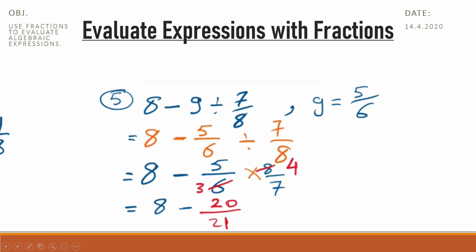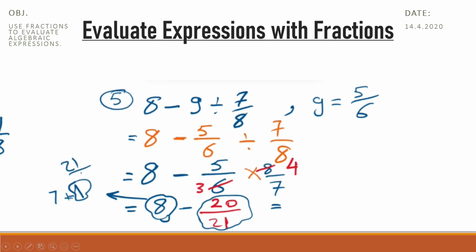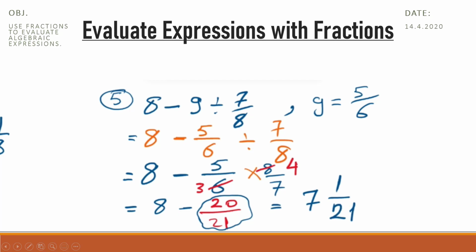Now subtract 8 minus 20 over 21. Okay. We can subtract this and we'll find that this is less than 1 by 1 over 21. So if I break this 8 into 7 plus 1, I have this one is 21 over 21. Subtract, we will have only 1 over 21. So it will be 7 and 1 over 21.